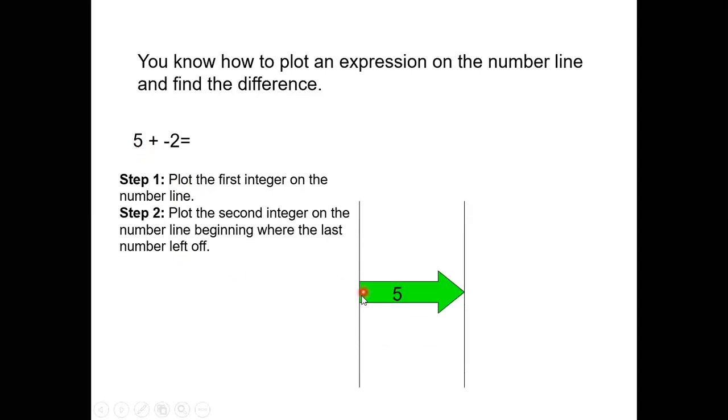So, first plot 5. After that, plot the second integer on the number line beginning where the last number left off. The second number is negative. Negative means we want to go to the left. So, minus 2 means go 2 places to the left. So, what is the answer? 5 plus minus 2 is 3.